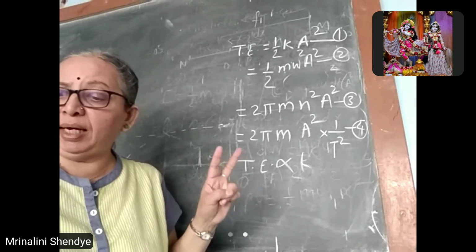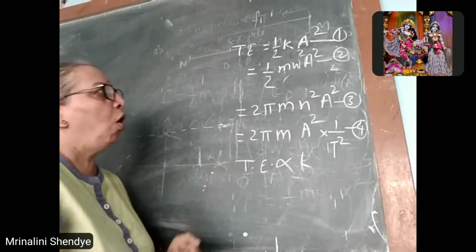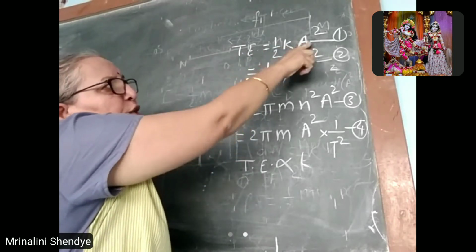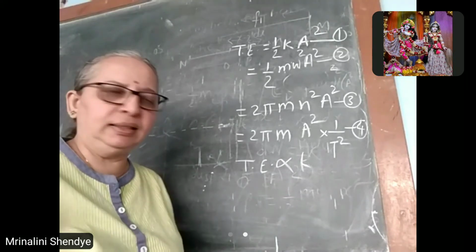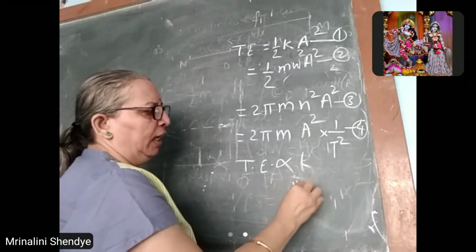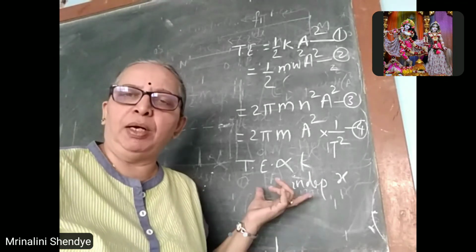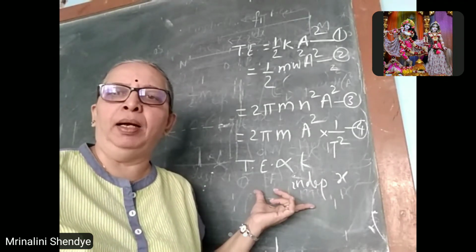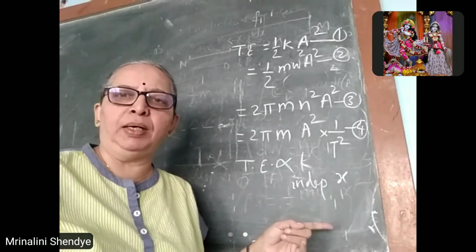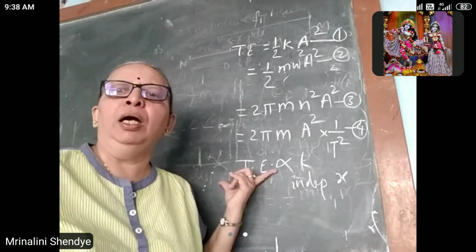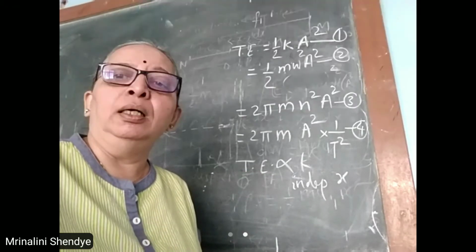What can we draw as the second inference? It is independent of x. The displacement term never appears in it. So you can say total energy is independent of displacement of a particle performing linear SHM. At each and every position along the path of linear SHM, total energy is conserved. This is the second inference.